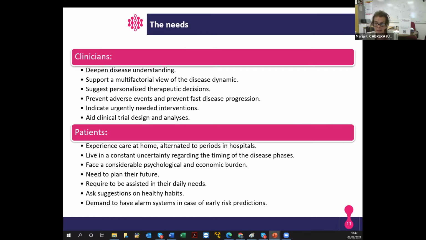They also need to indicate the need for urgent interventions, and require help or support in the design and analysis of clinical trials. On the other hand, patients also have different needs related to the different periods where they experience care at home, alternated with periods in hospital. They have constant uncertainty regarding the timing of the different disease phases. They face a considerable psychological and economic burden, and they obviously need to plan their future. They require assistance in their daily needs, they want suggestions on healthy habits, and they demand alarm systems that can help them identify early risk situations.